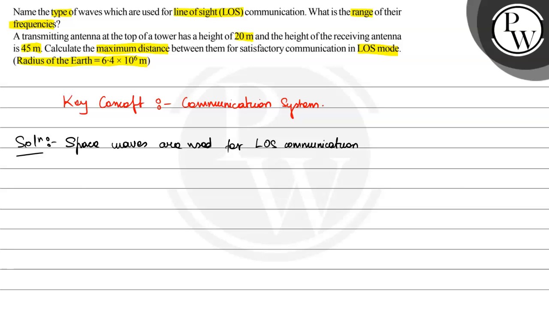Let me give you a very small brief about what are space waves. Suppose there is an antenna on the ground and that antenna is emitting radio waves to space. In space, there is a satellite which is catching the waves, and the satellite is sending the same wave to a receiving antenna which is kept at a different part of the world. This is how space waves work. This is how line of sight communication works. So the answer for this question would be space waves. Space waves are used for LOS communication.